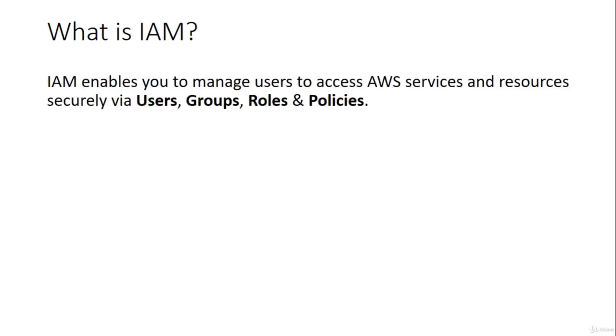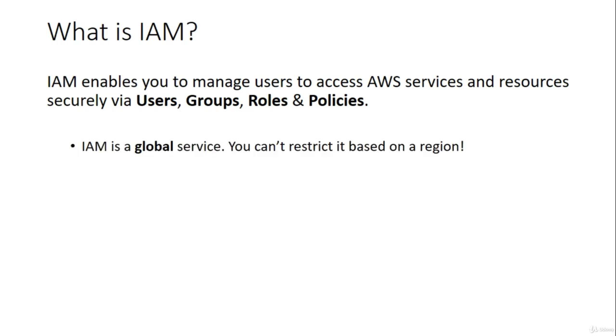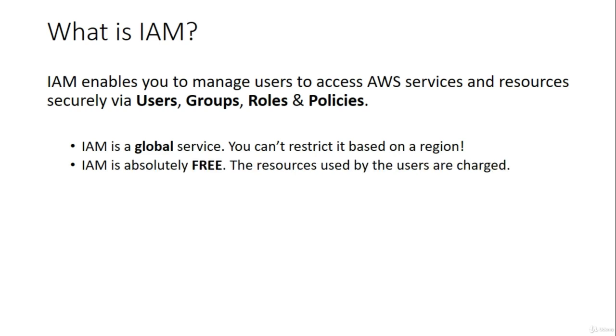What is IAM? This is the official definition. IAM enables you to manage user access to AWS services and resources securely via users, groups, roles and policies. IAM is a global service. You can't restrict it based on a region. Always remember this. IAM is absolutely free. The resources used by users are charged. So, IAM itself is free, but the resources which are used by the users, groups or roles are charged. This is a bit obvious.